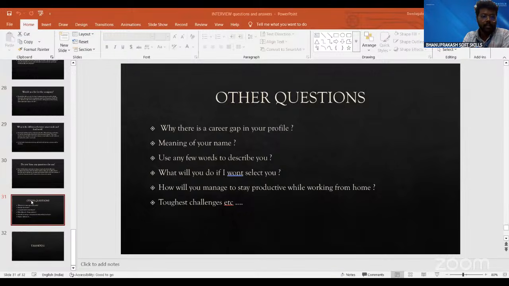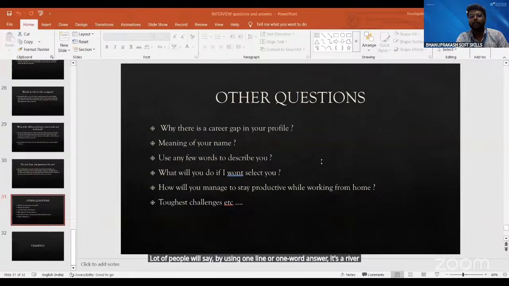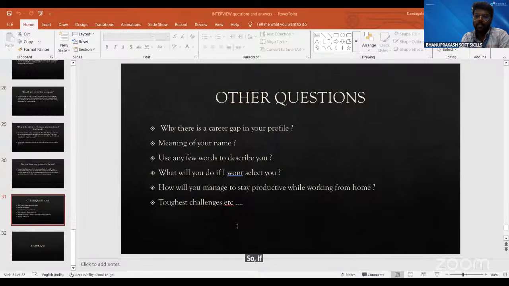Okay. Next. What is the meaning of your name? A lot of people will answer with one line or one word: it's a river name, it's a god name. But does that really work in the interview? No, right? You do have different names here, almost 300 names. So if you get such a question, how will you answer?